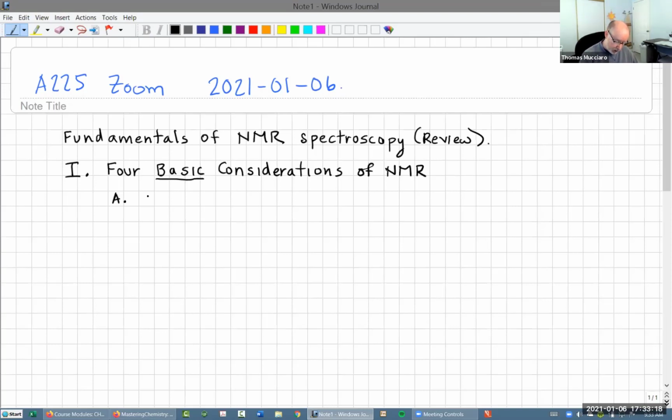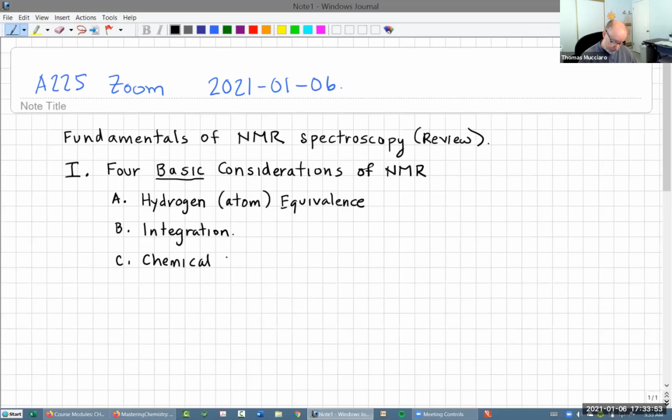So the first one is equivalence. Equivalent atoms, okay? The second one is integration. The third one is chemical shift. And the fourth one is splitting.